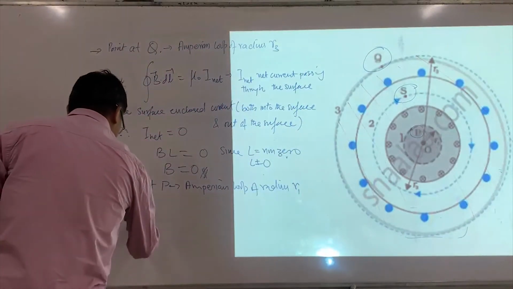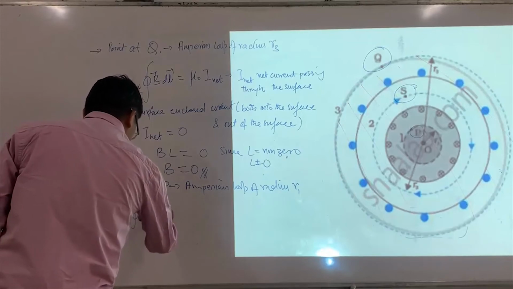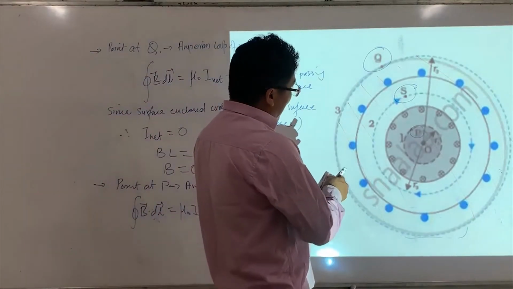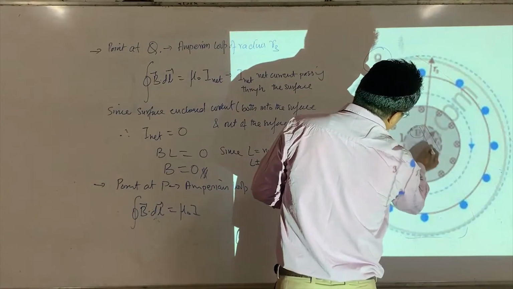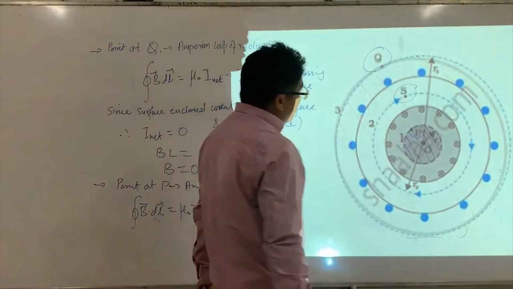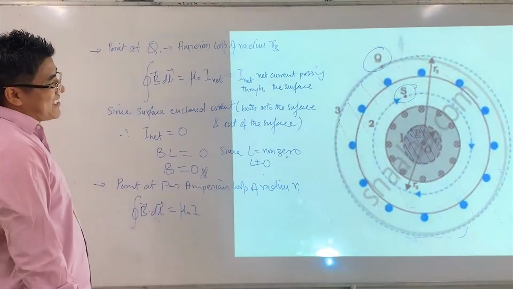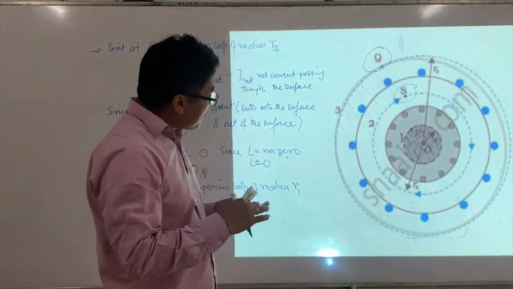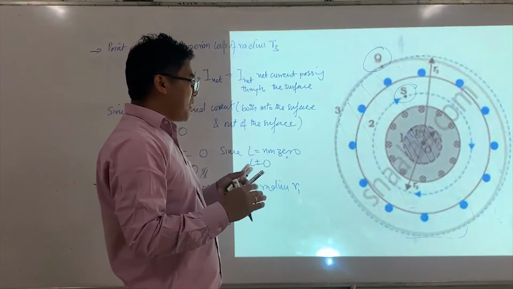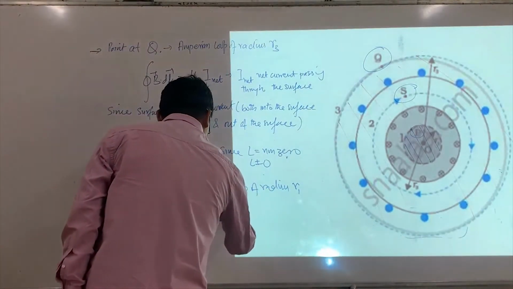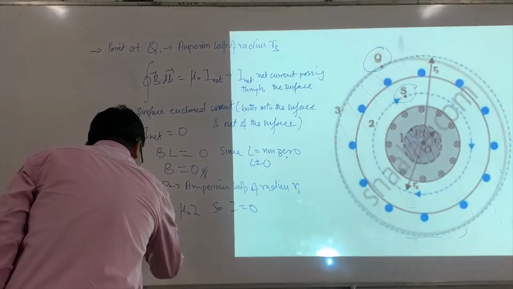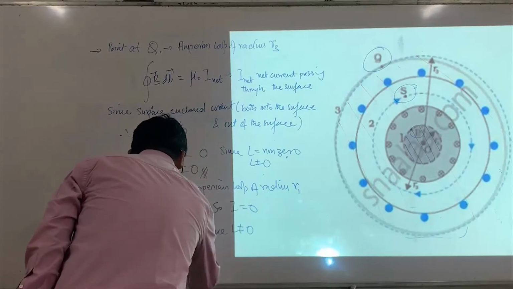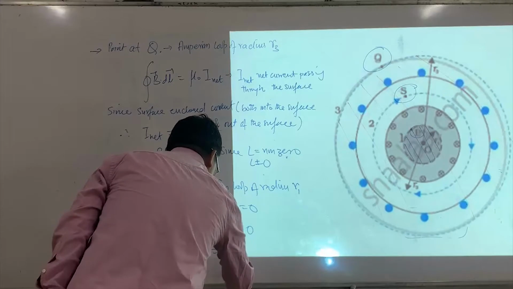Now look at here. I'm going to choose this surface, and you will see that there is no current penetrating into the surface. Since the surface is the most inner, there is no current either into the plane or out of the plane penetrating. So therefore I is going to become 0. If I is 0, then BL is going to become 0. Again, since L is not 0, therefore B is going to become 0. This is the second case.